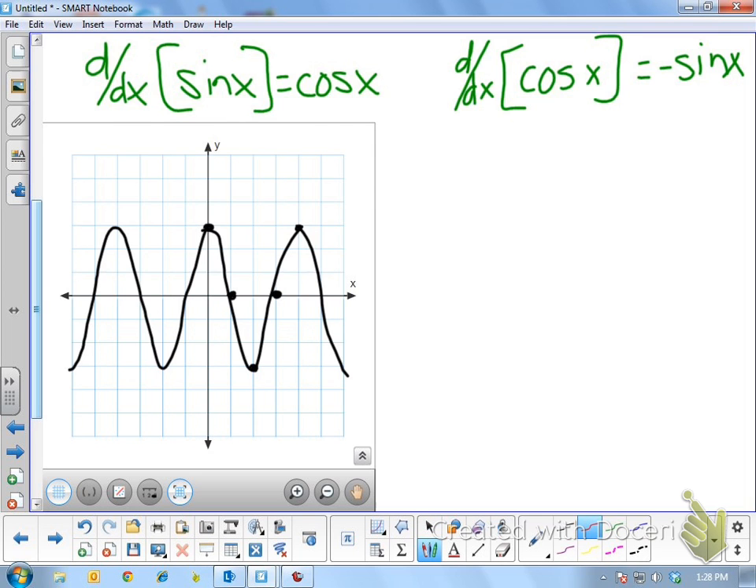What is the derivative going to be here, at the maximum? And that is correct, 0. Why is it 0 there? Because we have a horizontal tangent line.